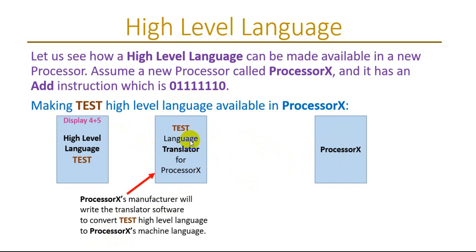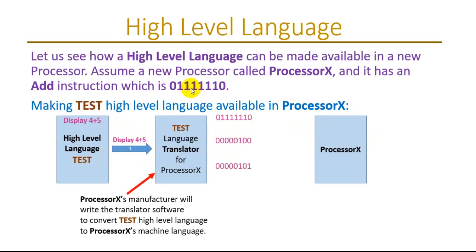Once the translator is created, this language is available on this processor as well. So whenever a new processor comes in, if a high level language has to be introduced into that processor, the manufacturer or whoever is very familiar with this must write the translator. Once the translator is written, it will translate to the instructions required by this, and the high level language need not worry about the details. So now in processor X also, by writing this translator, we have made test high level language available on processor X. So now you can send a 4+5 into this.